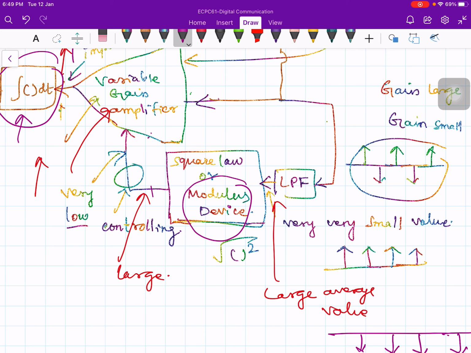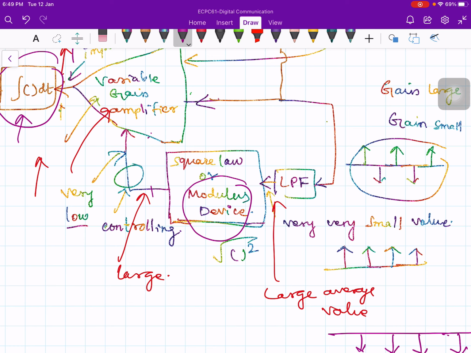Okay, if there is an alternating pattern, how will you reduce the step size? The low pass filter is giving a DC value, and that DC value is a very small value. The small DC signal results in a small value of the gain, because it is controlling the gain of the variable gain amplifier.